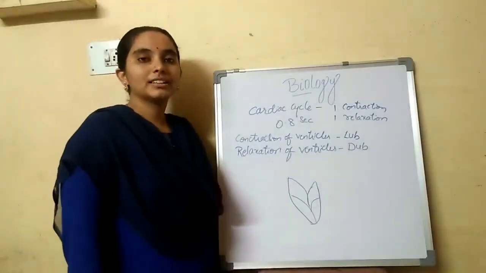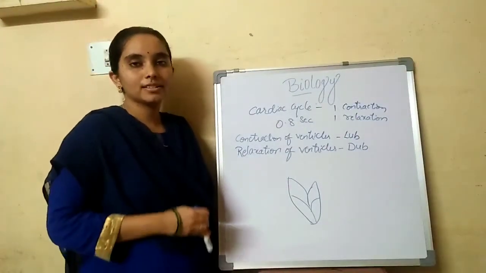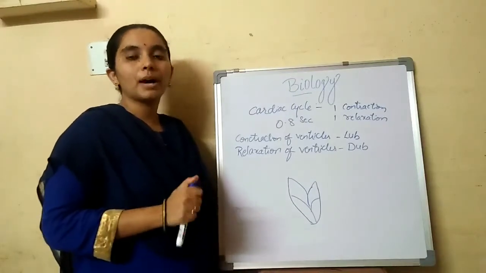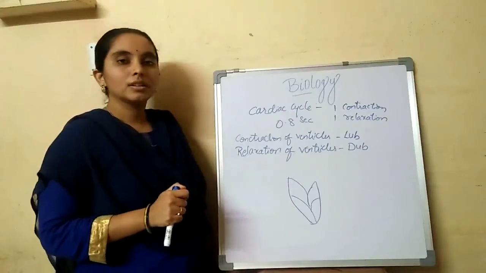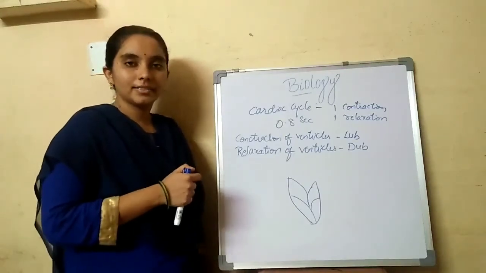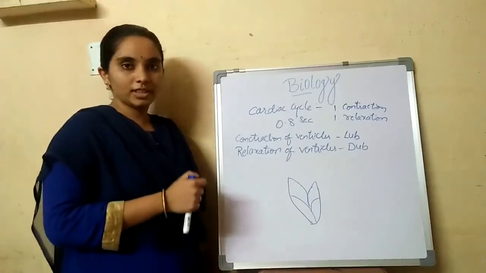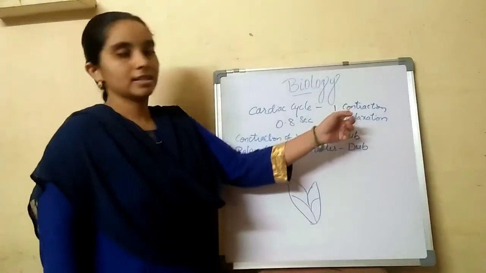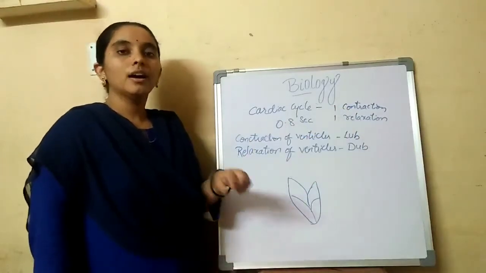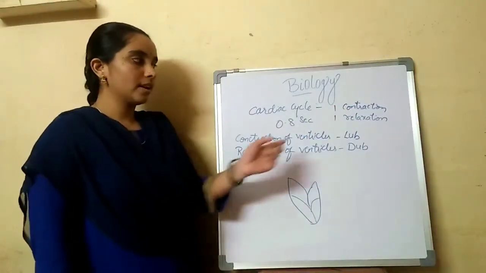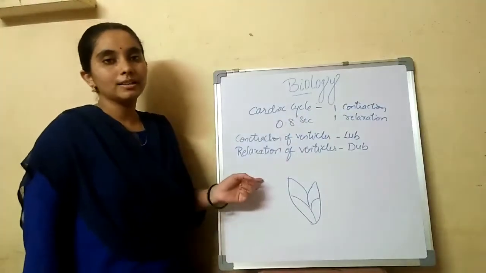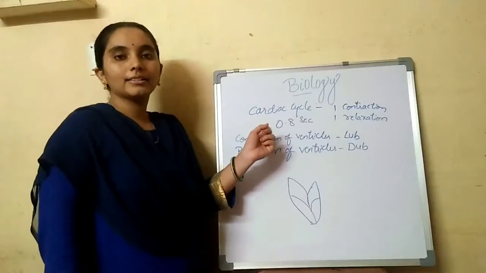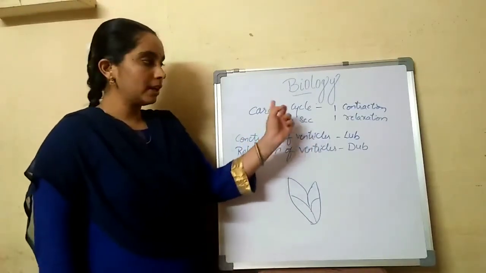Okay, so we have completed the structure of the heart, how the heart looks and the internal structure of the heart, and what are the important parts present in that. Okay, so the cardiac cycle is very important in the functioning of the heart, as the cardiac cycle is defined as one contraction and one relaxation of atria and ventricles. So one contraction and relaxation of atria and ventricles is called the cardiac cycle. So this cardiac cycle takes 0.8 seconds to complete.